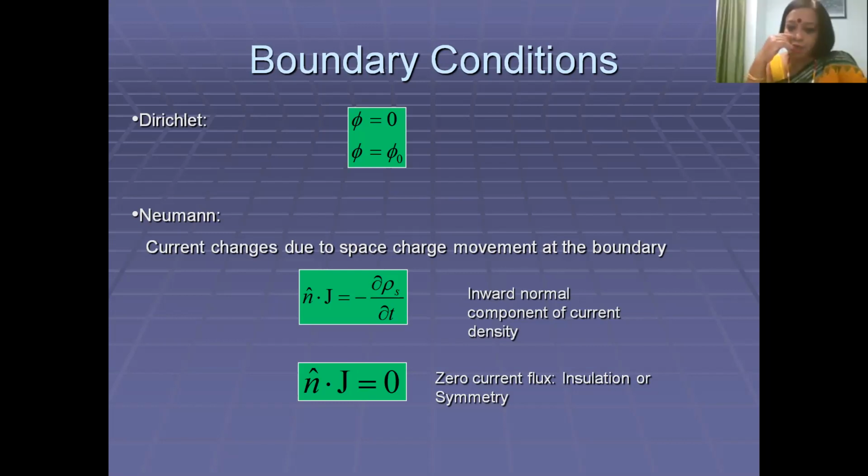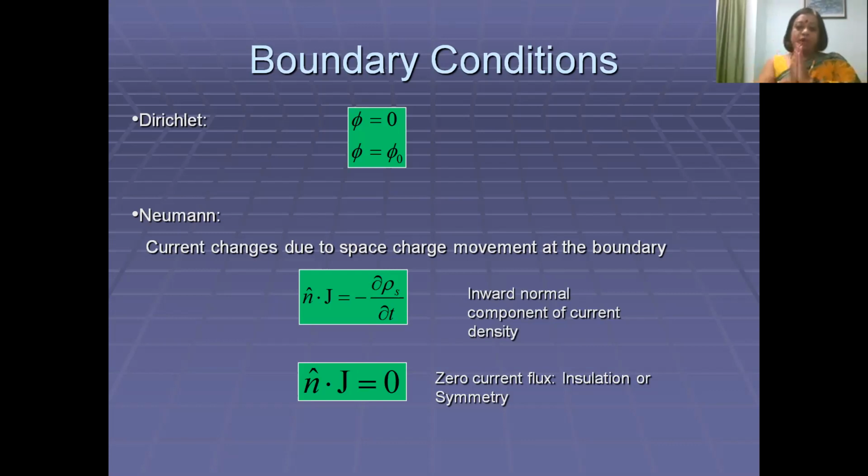Sure. So insulation means, when you say that you have insulation boundary condition at a boundary, it means that you have the presence of a perfect insulator there. The current is completely constrained at that boundary. And you have to use the same condition for symmetry.